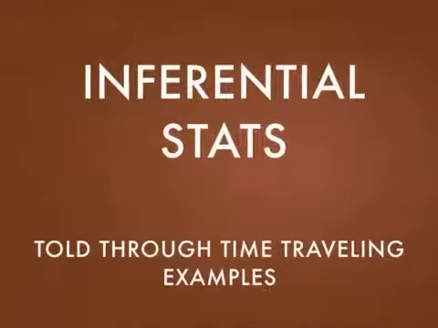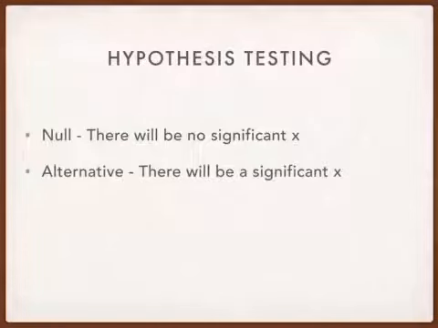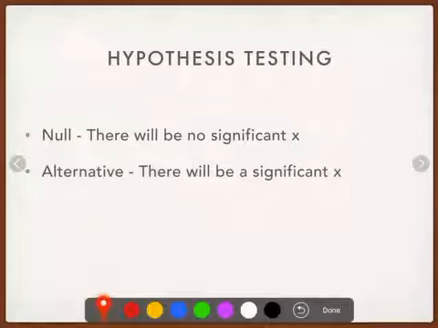Okay, a quick 5-slide explanation of inferential statistics, told through 2 time-travelling examples. So, remember, research is all about hypothesis testing in experiments and correlations in particular. You have your null: there will be no significant difference or correlation, and any difference or correlation will be due to chance. Or you have your alternate: there will be a significant difference or a significant correlation, i.e. it's not going to be due to chance.